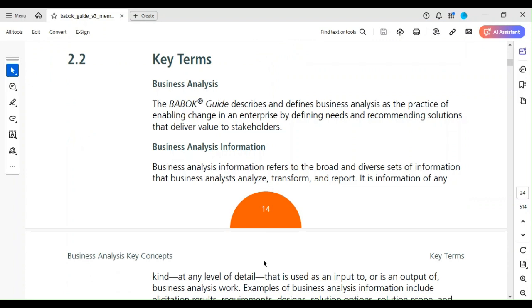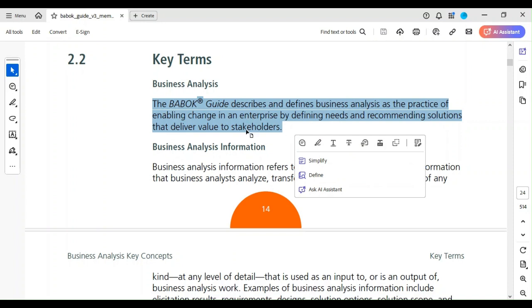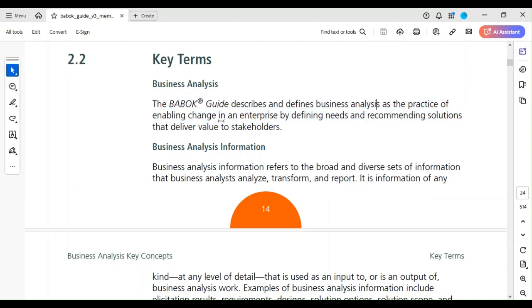Key terms: business analysis. That is the first term. The BABOK guide describes and defines business analysis as the practice of enabling change in an enterprise by defining needs and recommending solutions that deliver value to stakeholders. We've done most of this before, so we're going to brush through them so that we don't take too much of our time. Very important. Please have this at the back of your head. The BABOK guide defines business analysis as the practice of enabling change in an enterprise by defining needs and recommending solutions that deliver value to stakeholders.